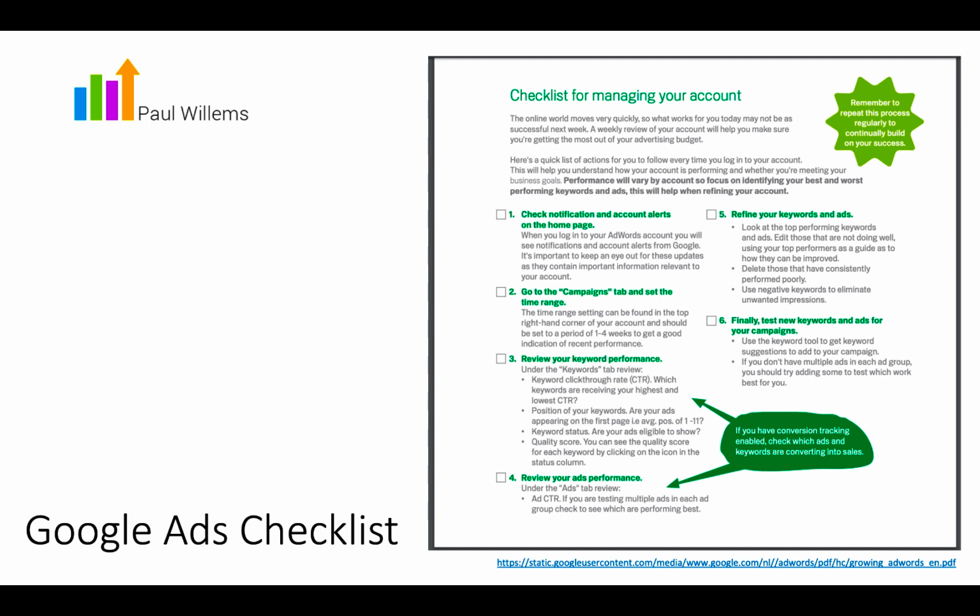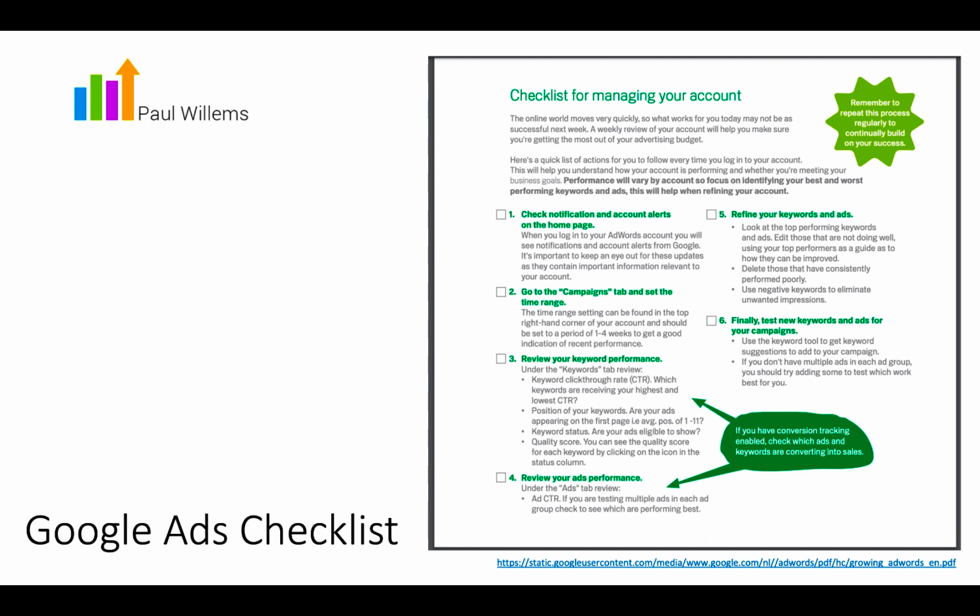So number 2, go to the campaigns tab and set the time range. So if you evaluate your ads, you can say, well, I just want to evaluate my ads for the last week or the last 2 weeks or the last 3 weeks. So for this reason, you can compare the different weeks to each other. And that's really, really nice.